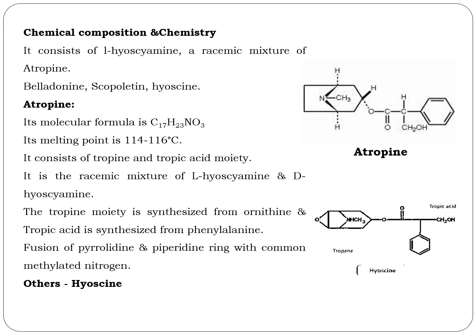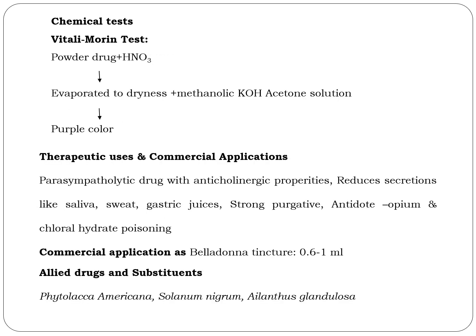The tropine moiety is synthesized from the amino acid ornithine, and tropic acid is synthesized from phenylalanine. Fusion of pyrrolidine and piperidine rings with a common methylated nitrogen is observed. The other compound is hyoscine.